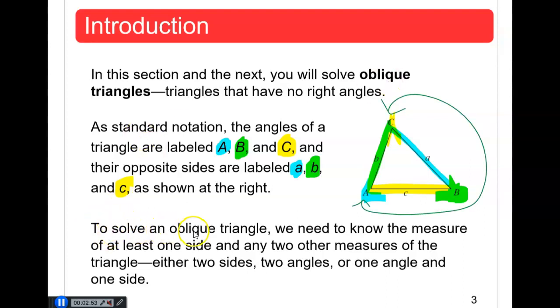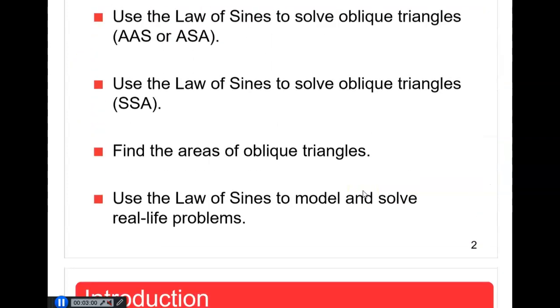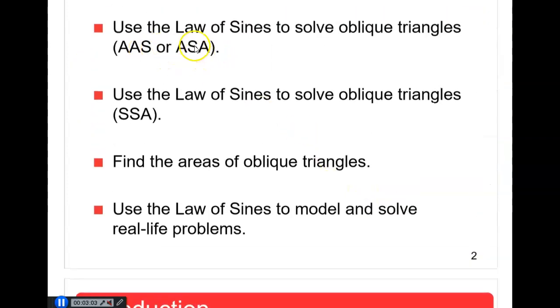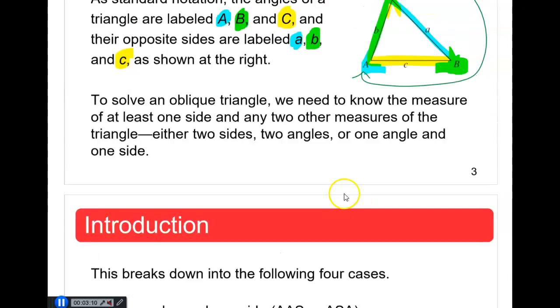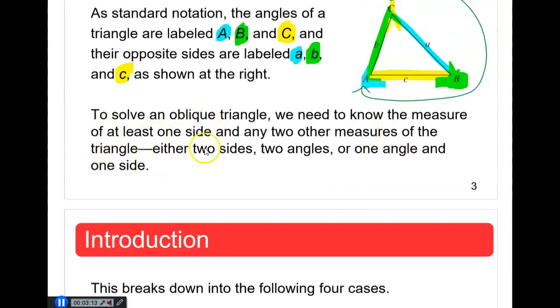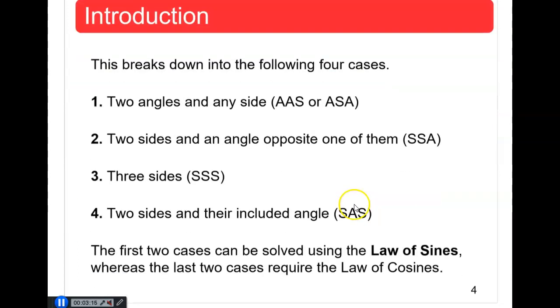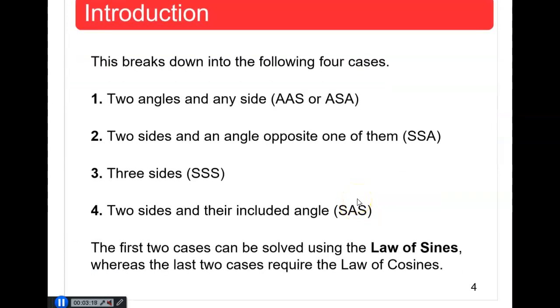So to solve an oblique triangle, we need to know the measure of at least one side and any other two measures. So just like we explained here, one side and either two other measures like two angles, or a side and an angle. Okay, so we covered that. Now in this section, we're going to cover these two items, solving triangles of this form. We're going to use law of sines. So that is what section 6.1 is about.